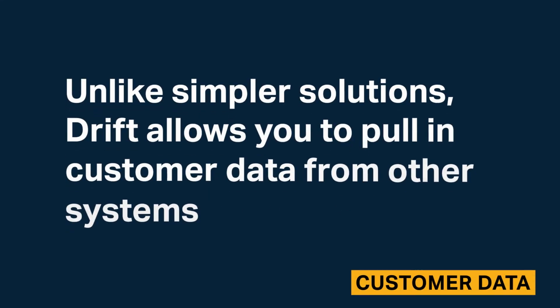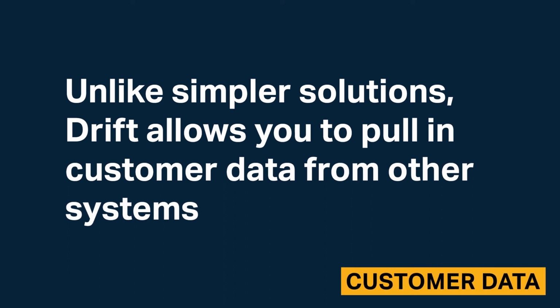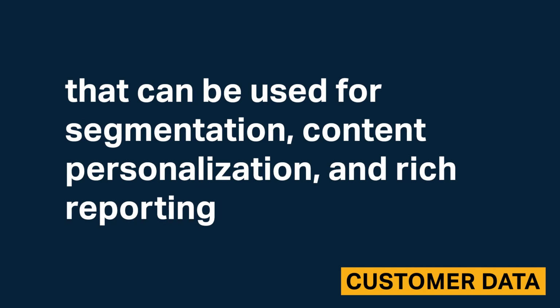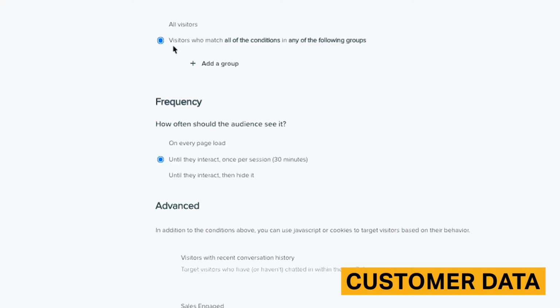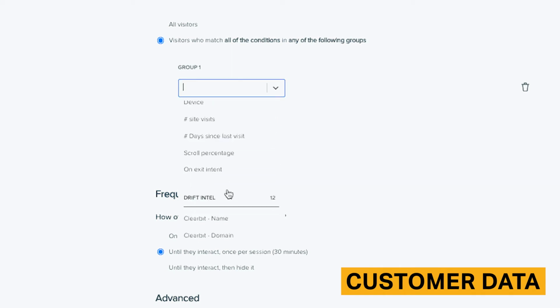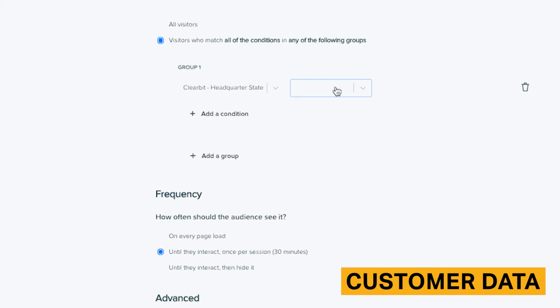Unlike simpler solutions, Drift allows you to pull in customer data from other systems that can be used for segmentation, content personalization, and rich reporting. Drift Intel, which is included in the premium plan, gathers information from third-party sources like Crunchbase, 6th Sense, and ZoomInfo to augment your contact profiles.